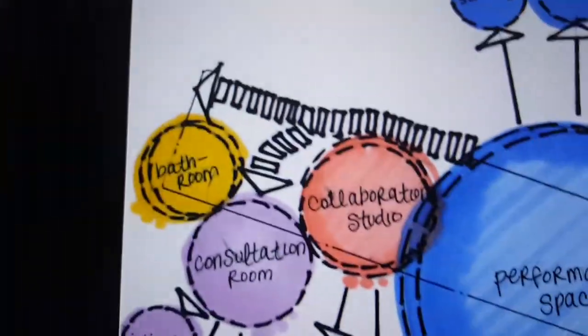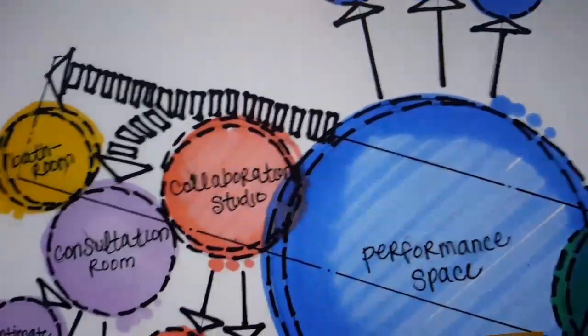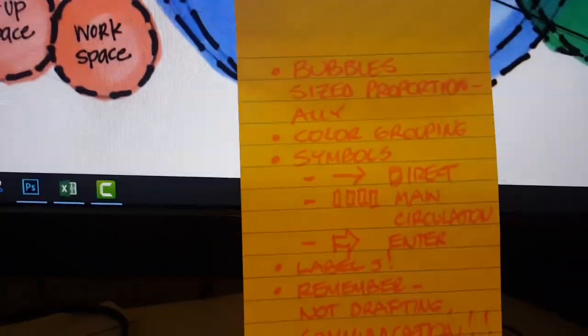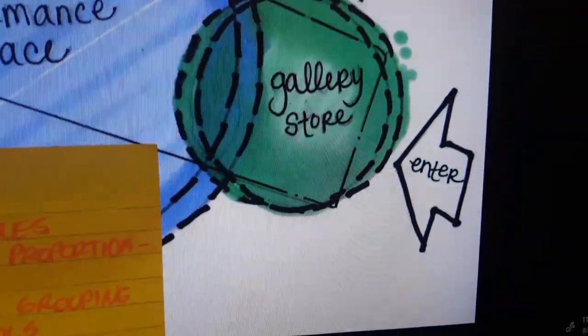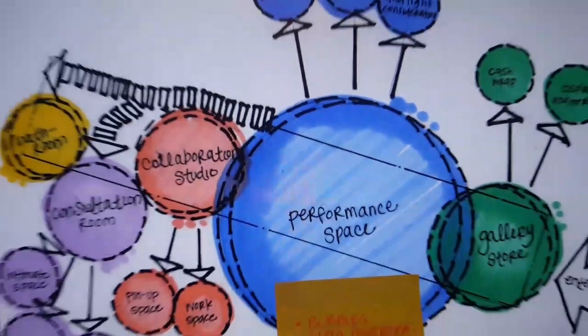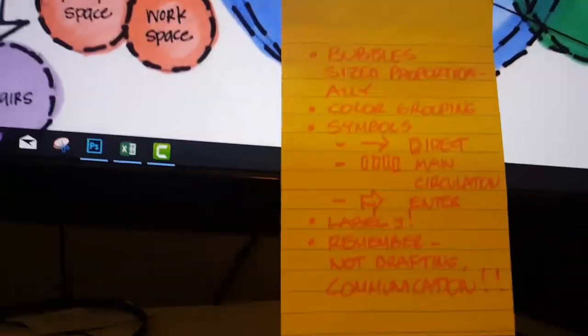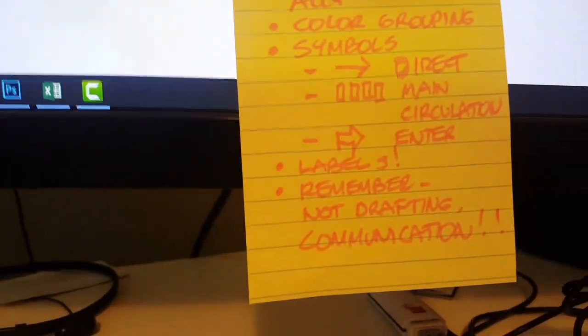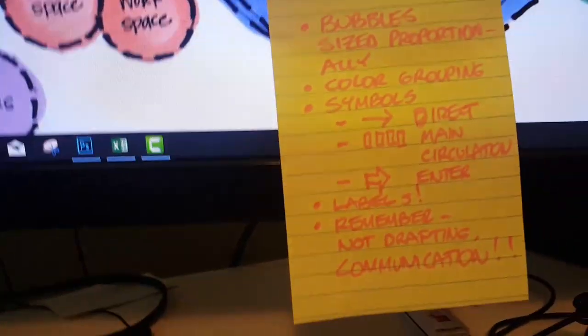What else do we have here? Okay, main circulation, that's another symbol to use. You can figure that out from the graphics there. Also, the enter sign, that's over there. Remember to label your bubbles. And let's see. Okay, this is the main thing.